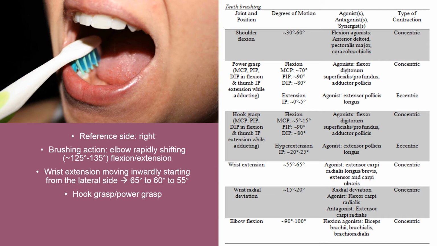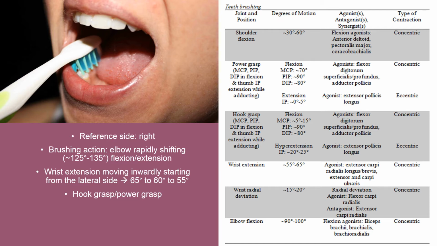And to the right, I have all of the degrees of flexion, extension, as well as radial deviation, and all of the muscles that go along with it, as well as the concentric and eccentric contractions that are happening at each muscle joint. So if you want to take a look at that, feel free to pause it. But again, starting from the right side, we will say the person has already put the toothpaste on their toothbrush, and they are beginning with the bottom teeth.